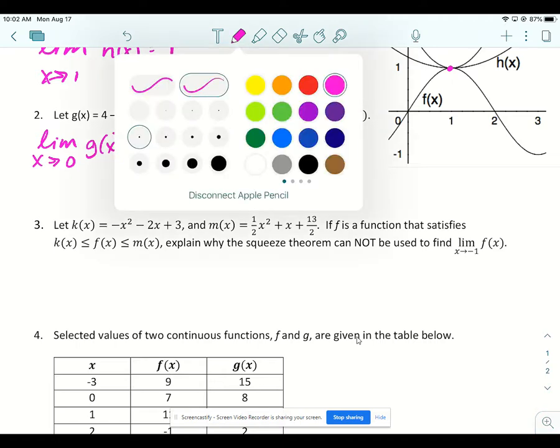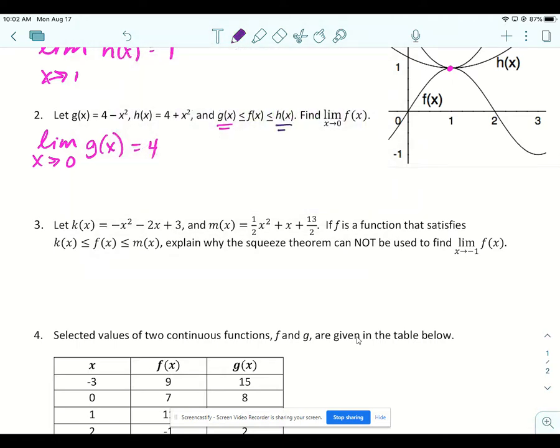Okay. Then we'll go to h of x, and what we're looking for is this limit. I don't know what f of x is, I just know it falls in between. So now I can find the limit as x approaches 0 of h of x by plugging in 0 and getting 4.